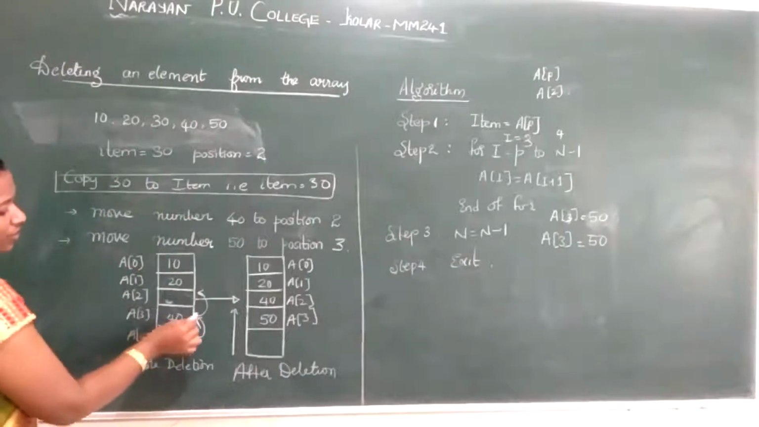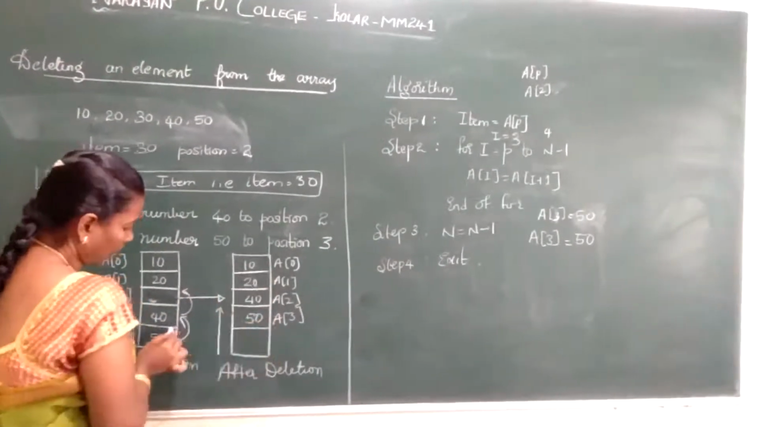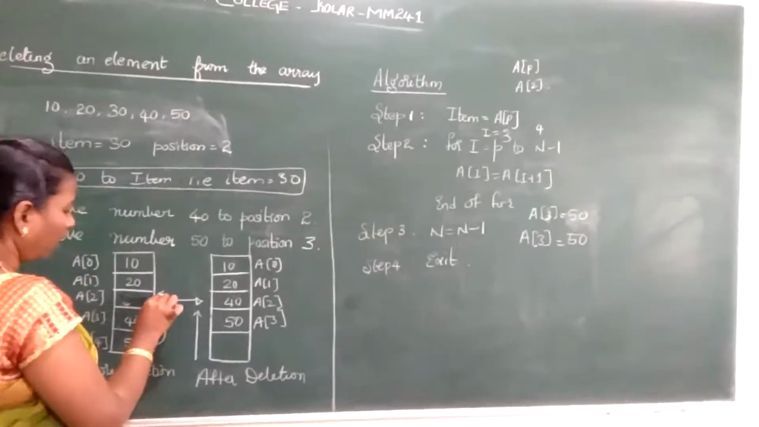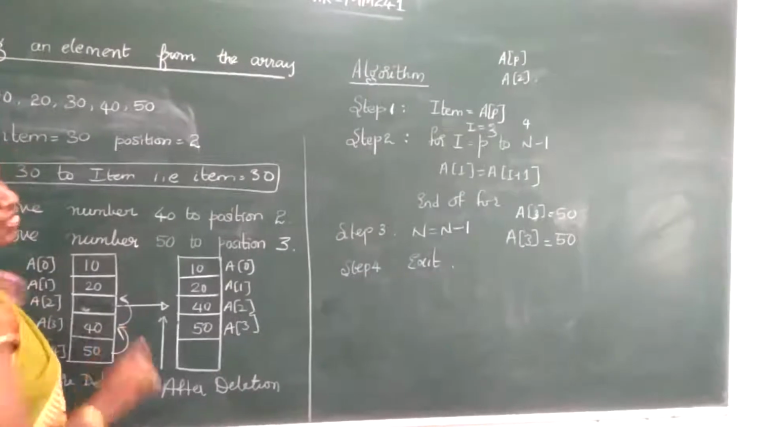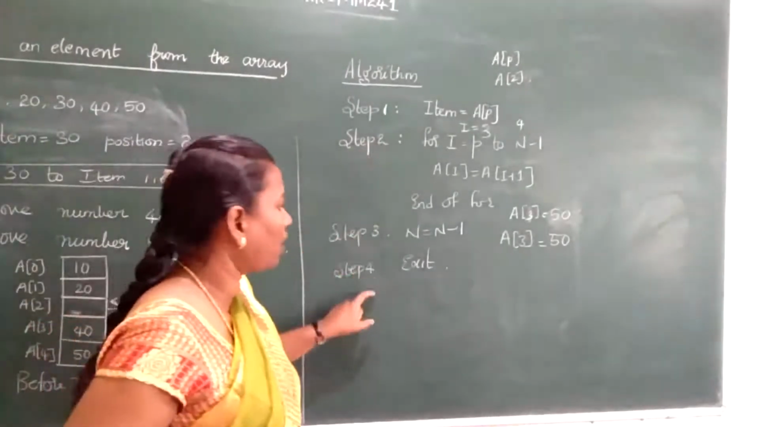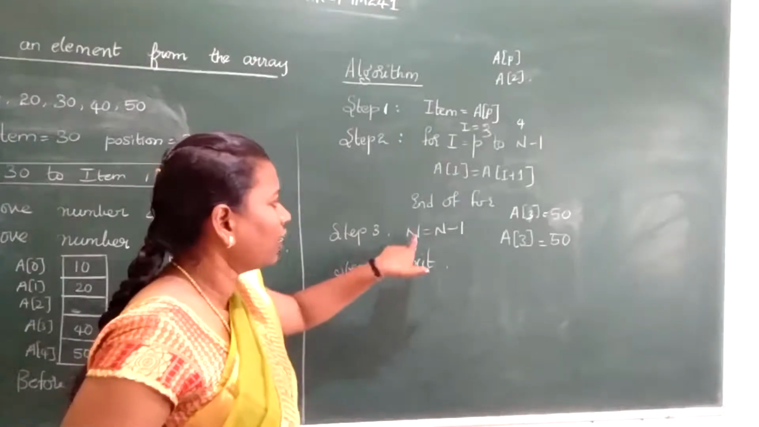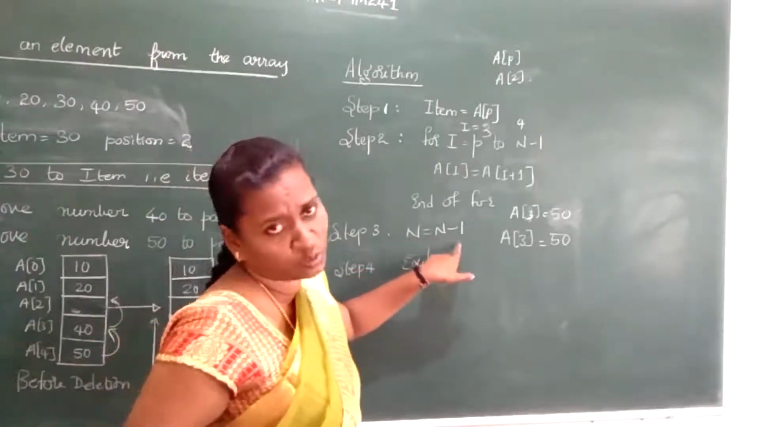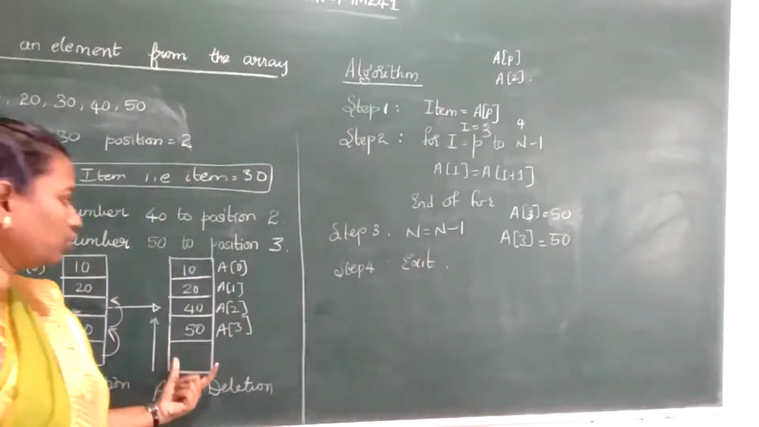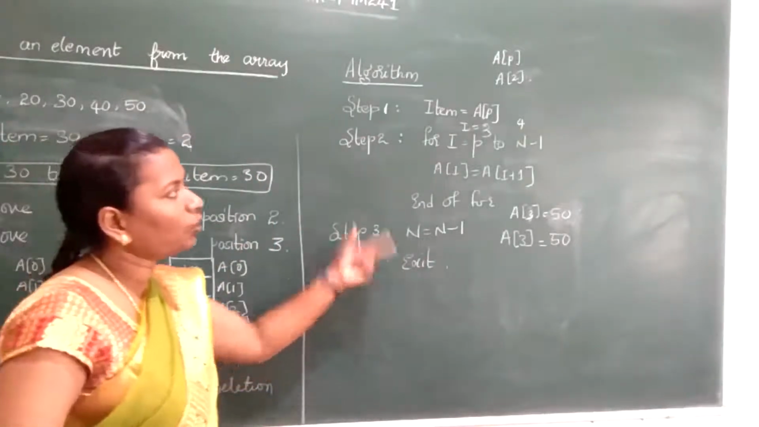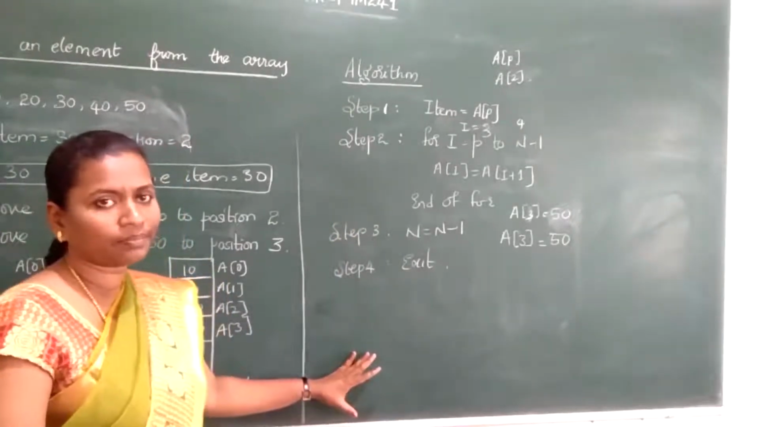Now obviously the elements we remove. So now 10, 20 will be as it is. Now the item 40 is moved to A of 2. The item 50 is moved to A of 3. Then the condition will fail and we exit. Now n value becomes n minus 1, because previously our elements were 5. Now it is reduced to 4. Then we exit. Now we'll see how to implement this algorithm in a C++ program.